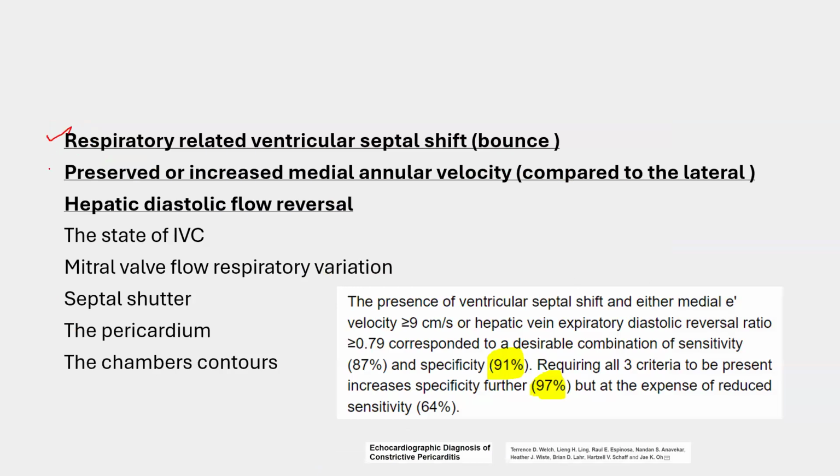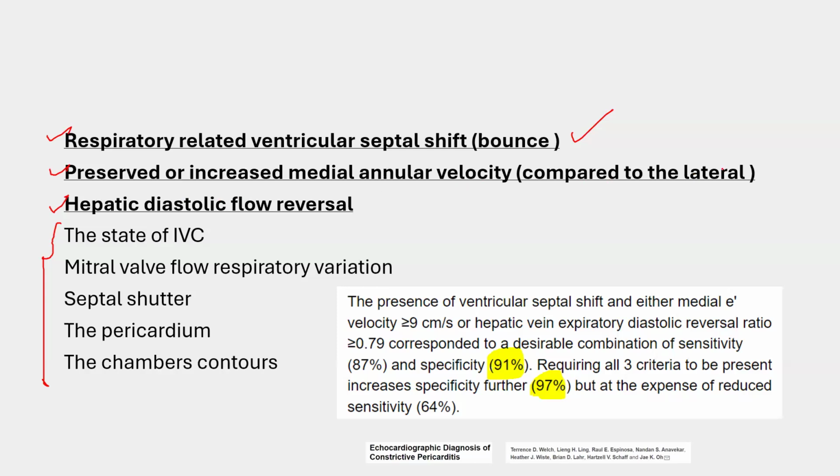And in a big font, these are the three most important. And there are other less important signs. The three most important, the septal bounce, 1, 2, preserved or increased medial annular velocity compared to the lateral.